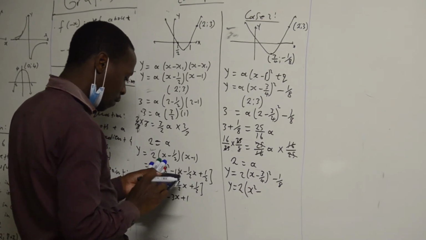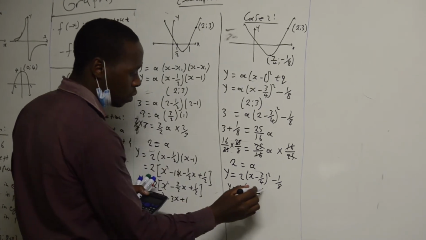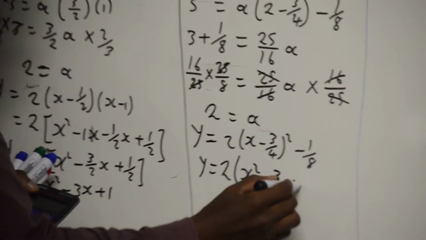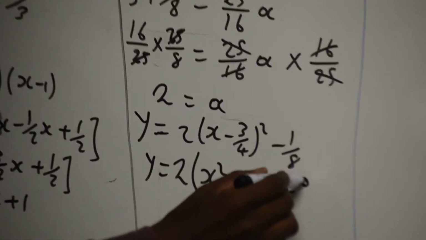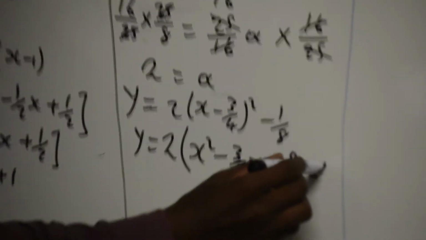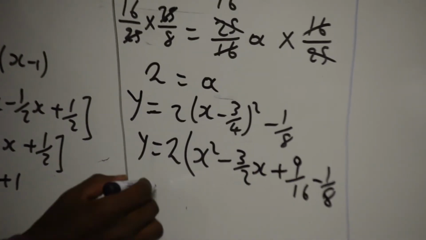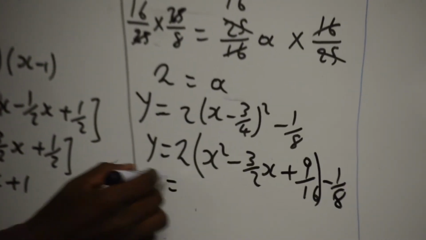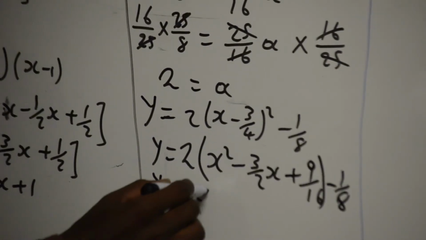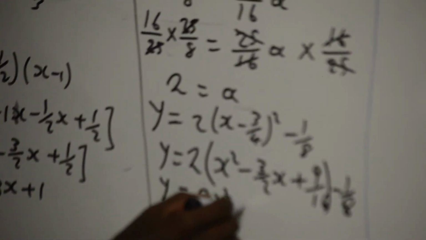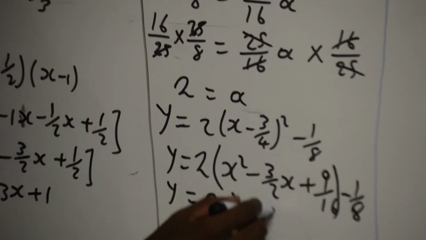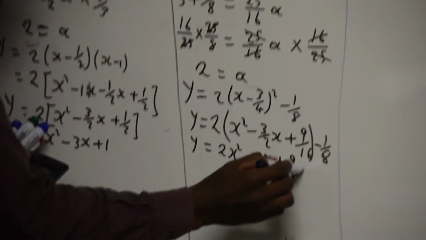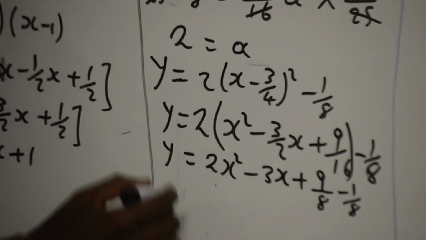So x times 3 over 4 times 2. So this is negative 3 over 2x plus 9 over 16 minus 1 over 8. Then you expand. Multiply everything by 2: 2x squared minus 3x plus 9 over 8 minus 1 over 8.